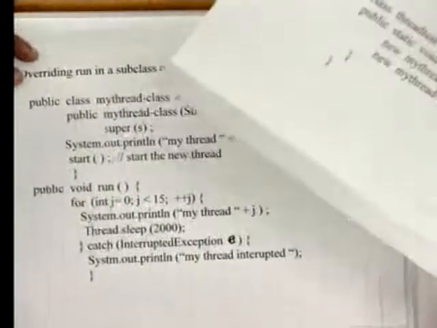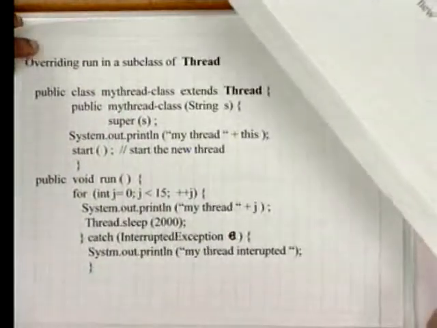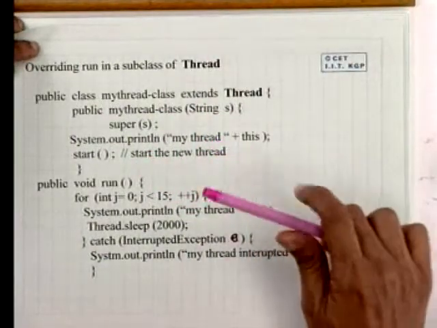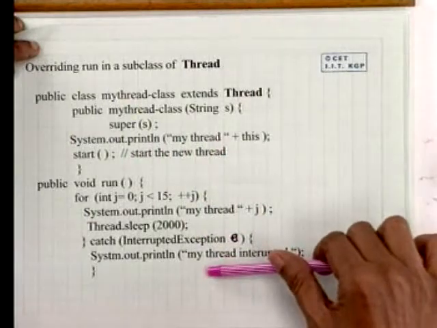Now this is how we can start multiple threads, how we can make some threads wait for some time, and how we can make the threads come to the end of execution and be terminated.